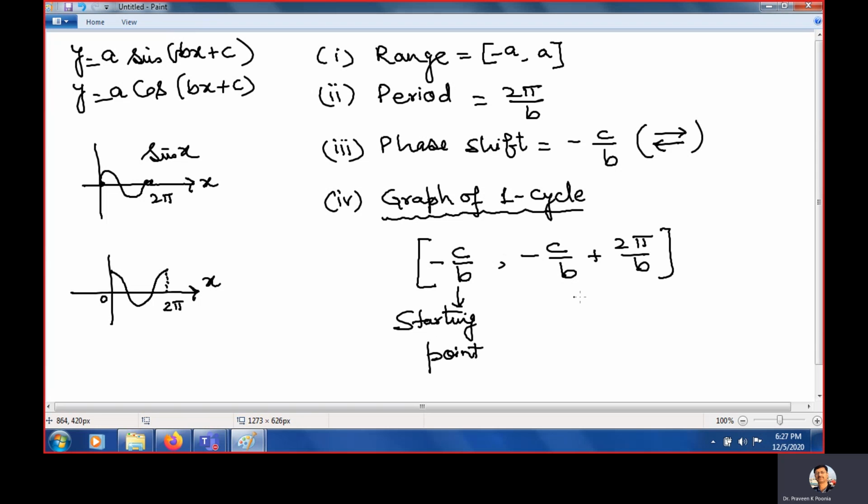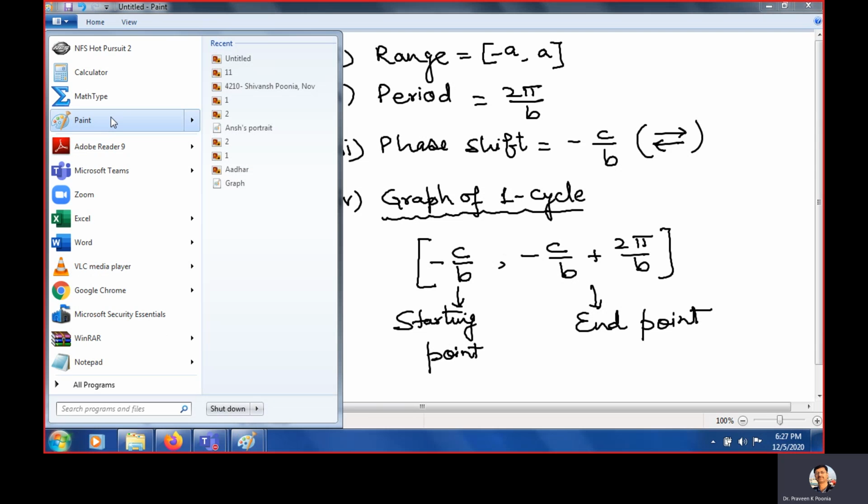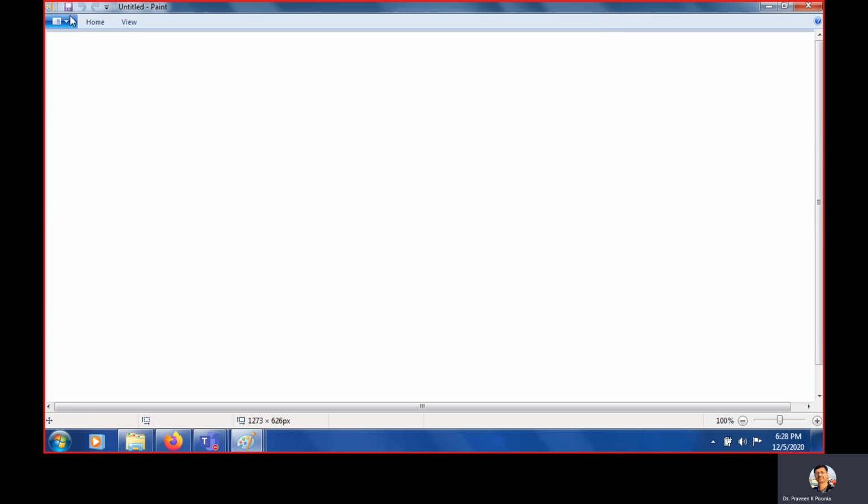And this is the end point. While we are preparing our graph. Okay. So now we will start one by one and we will try to understand what is the difference in these three cases. So we will take one by one. Clear?